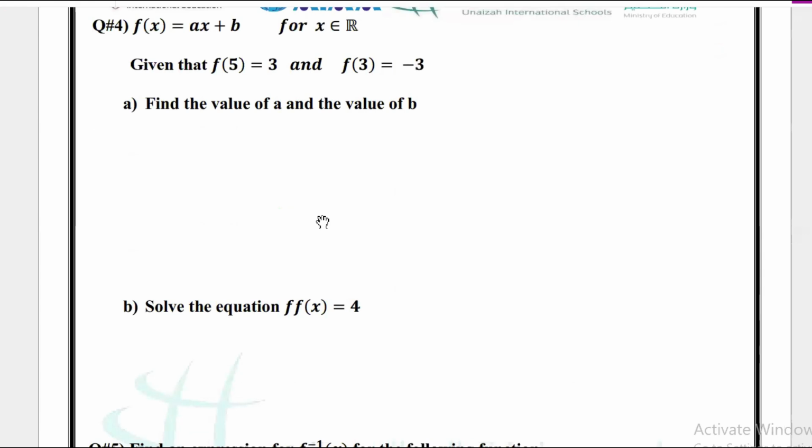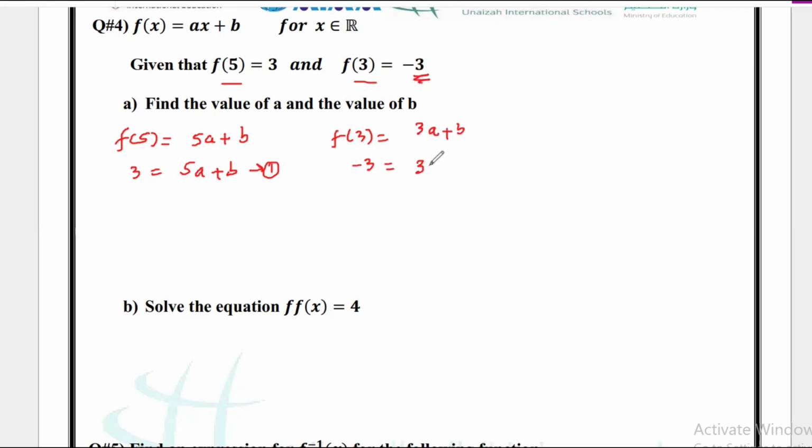Next question is related to function, and we have given f of x is equal to ax plus b, for x belongs to R, and given that f of 5 is equal to 3, so I will utilize these relations to make an equation. f of 5 gives me 5a plus b, and f of 5 is 3, so 3 is equal to 5a plus b. This is equation 1. We can check f of 3 as well in the same function. It gives me 3a plus b, and f of 3 is equal to minus 3, so minus 3 is equal to 3a plus b.